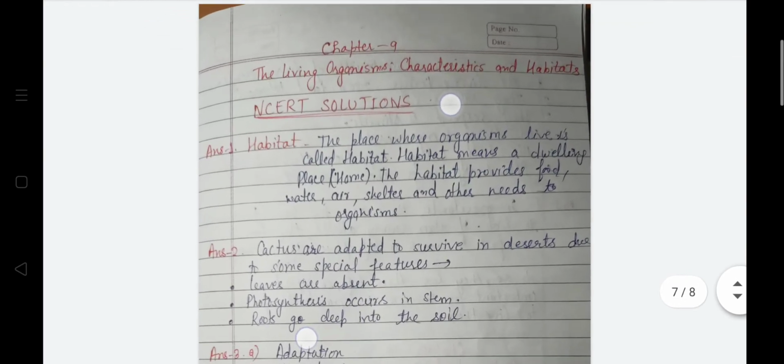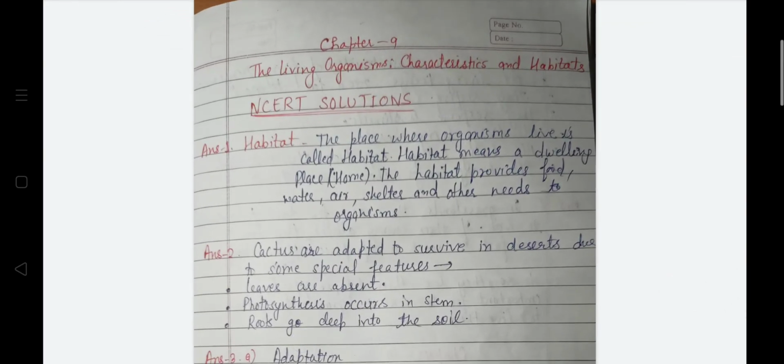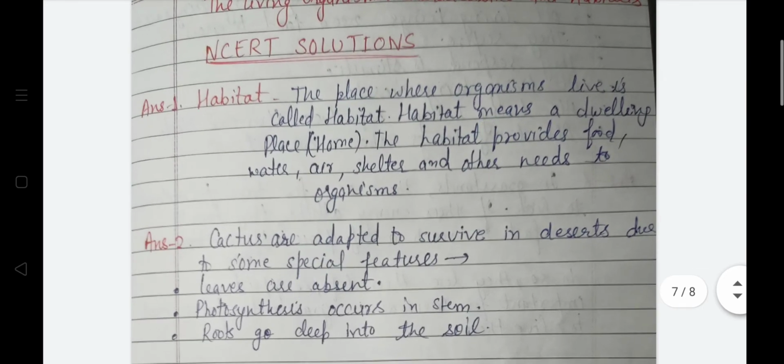Now we will do its NCERT solutions. First, what is habitat? The place where organisms live is called habitat. Habitat means a dwelling place or home. The habitat provides food, water, air, shelter and other needs to the organisms.